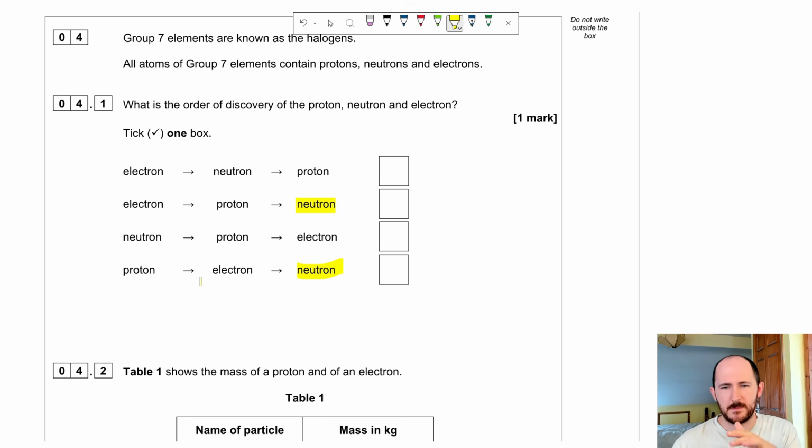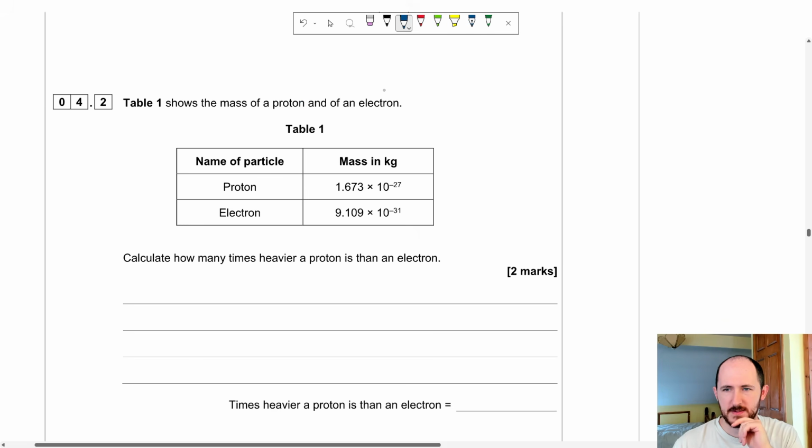Just so you know, it's a bit weird because you would expect maybe proton to be first because it's heavier, it's bigger, so you might be able to see it better, but in fact it was actually the electron that came first. So it's electron, proton, and then neutron. That's just it. Then we have the mass of a proton and an electron.